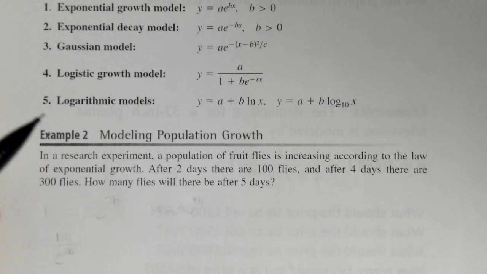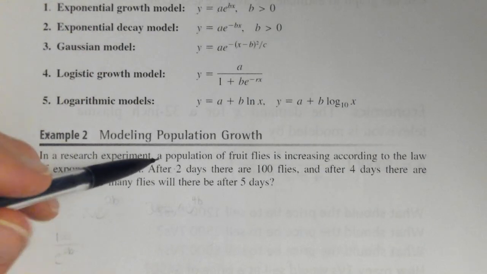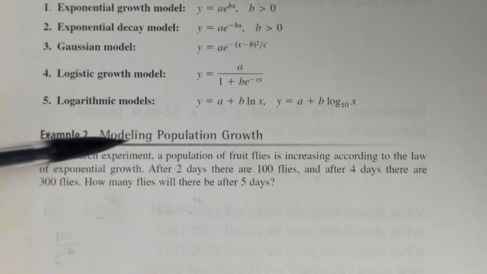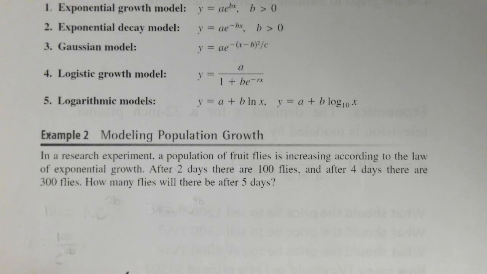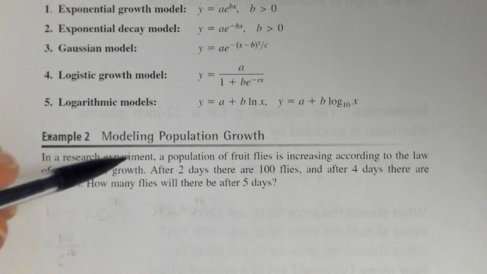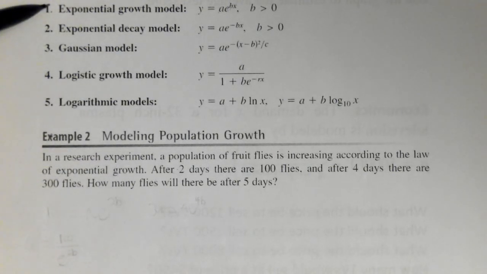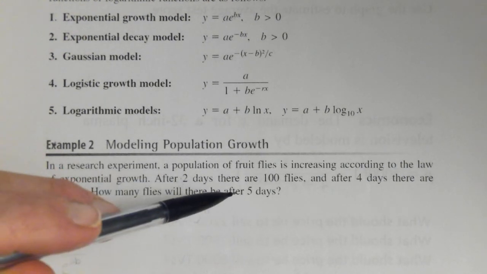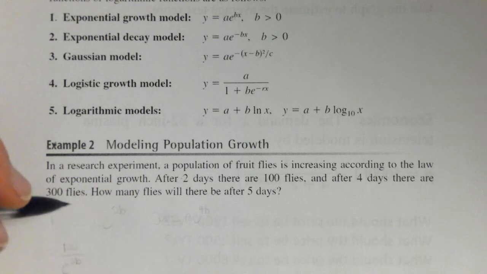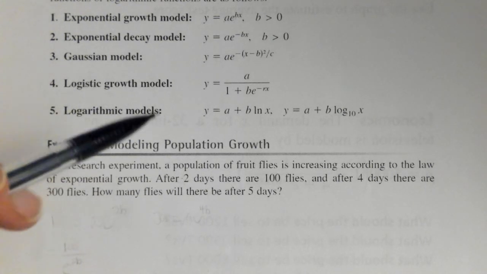It says, in a research experiment, a population of fruit flies is increasing according to the law of exponential growth. So right there, they're telling me which one I'm using, exponential growth. Okay? And so this is the equation that we're going to be using. After 2 days, there are 100 flies. After 4 days, there are 300 flies. How many flies will there be after 5 days?